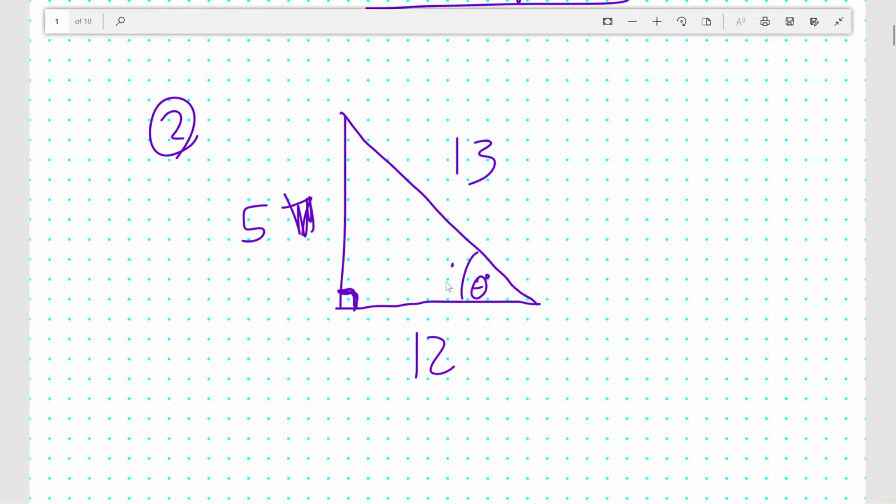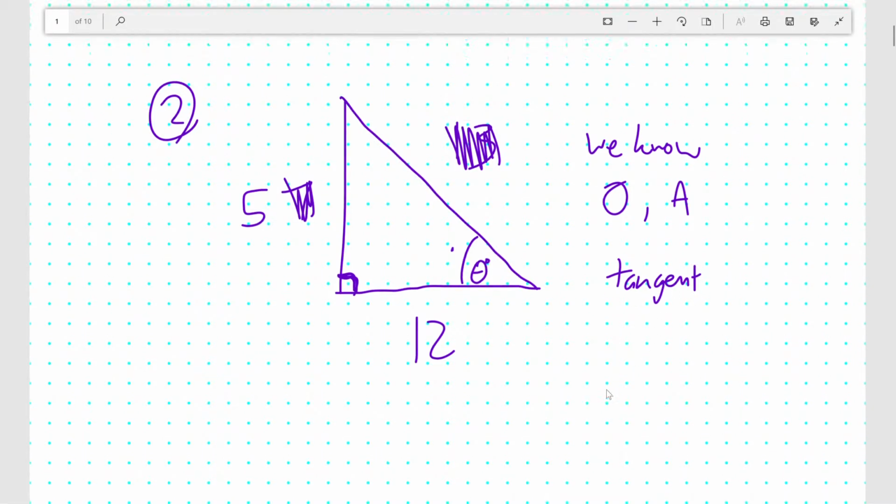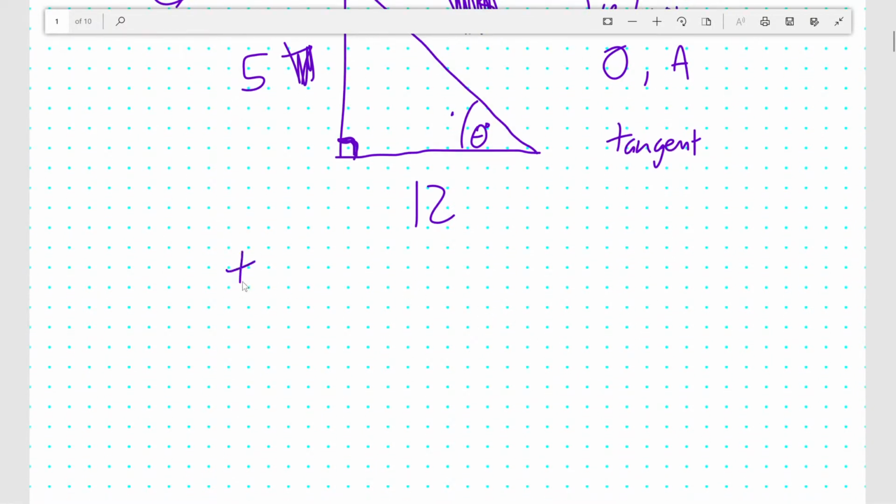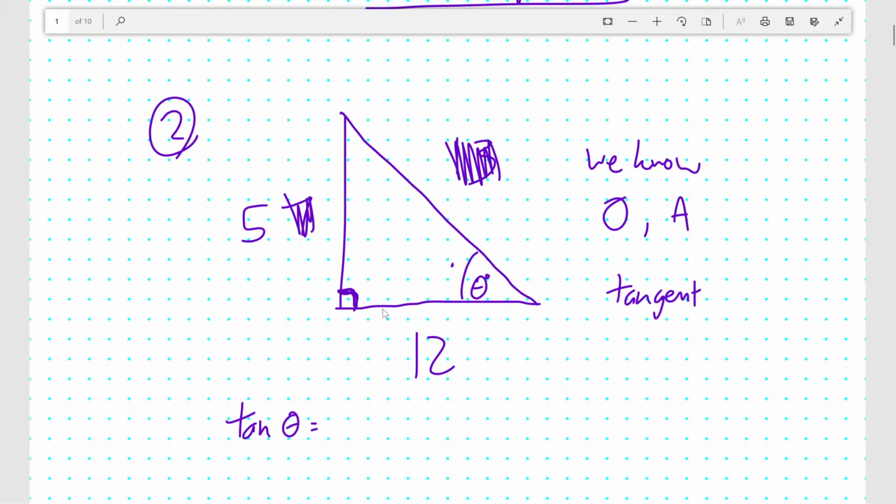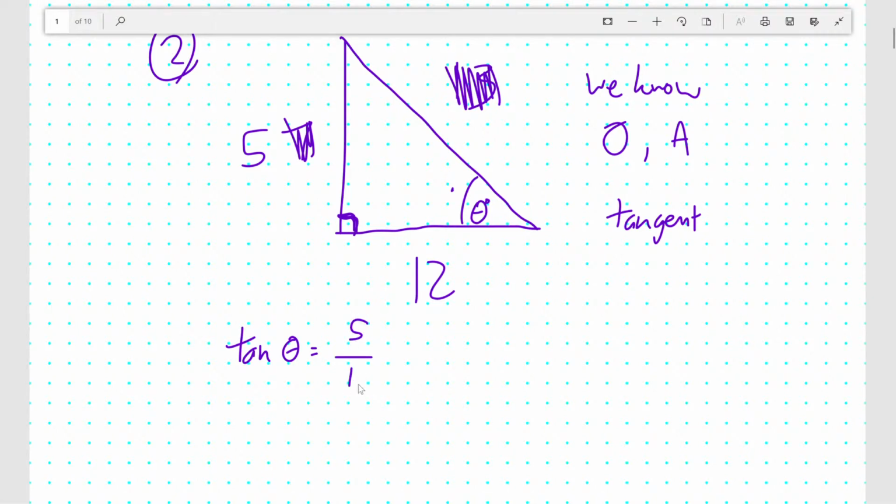and perhaps we only know those two sides, 5 and 12. Well, 5 and 12 are the opposite and adjacent sides to theta, so we know O and A. And what trig function relates O and A? That's actually tangent. So we know that tan theta must be equal to the opposite over the adjacent, or 5 over 12.